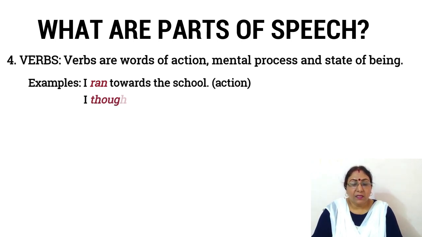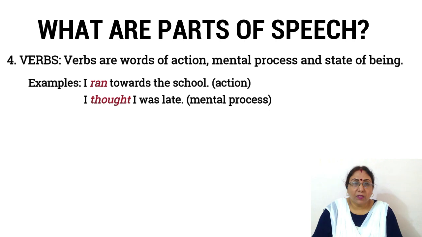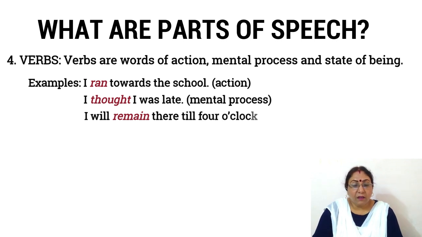If we say a sentence, I thought I was late. So here, thought, it is not an action. It is a mental process, an action that goes in our mind. So this is known as mental process. The next sentence is, I will remain there till 4 o'clock. Now here the word remain is a verb. What kind of a verb is it? It is neither doing an action, nor is it a mental process, but it is a state of being. I will remain there till 4 o'clock.